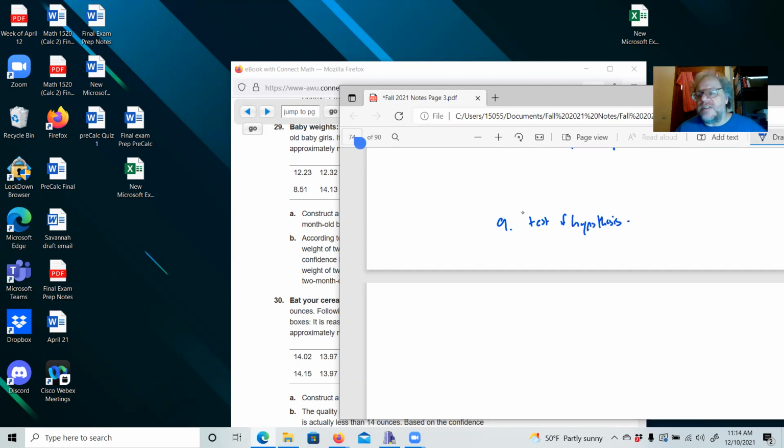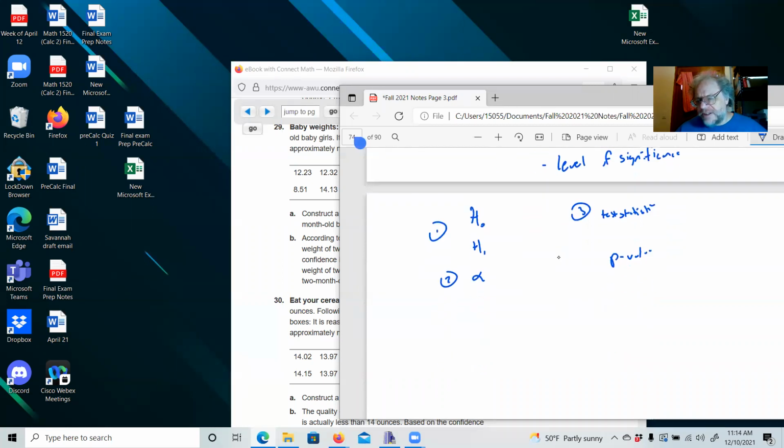Okay, you're going to see the words level of significance. So when you set up your test of hypothesis and you get your p-value here, step 1, step 2, step 3, you make your decision: reject H0, do not reject H0, whatever.